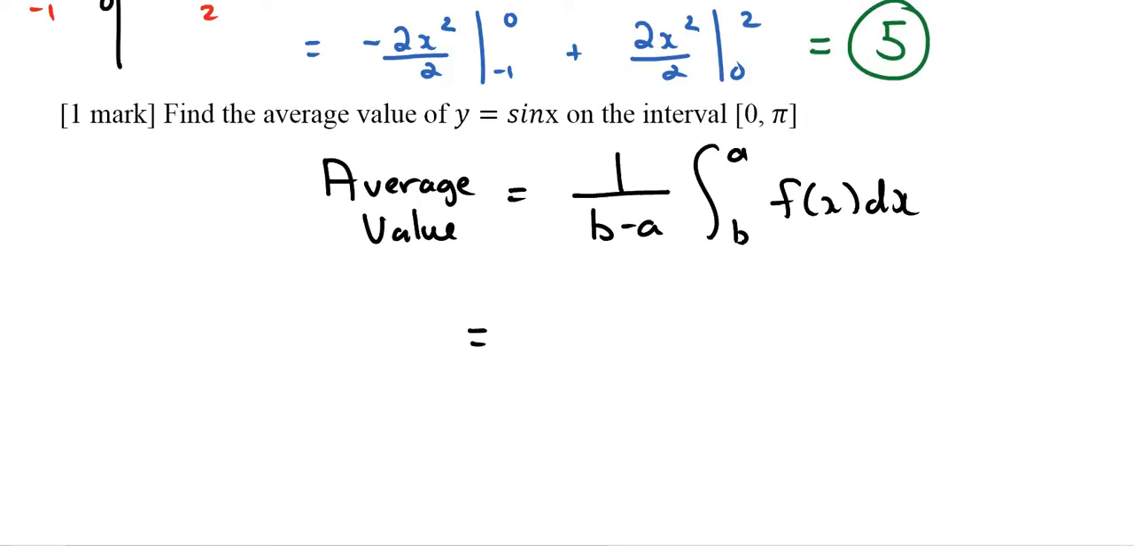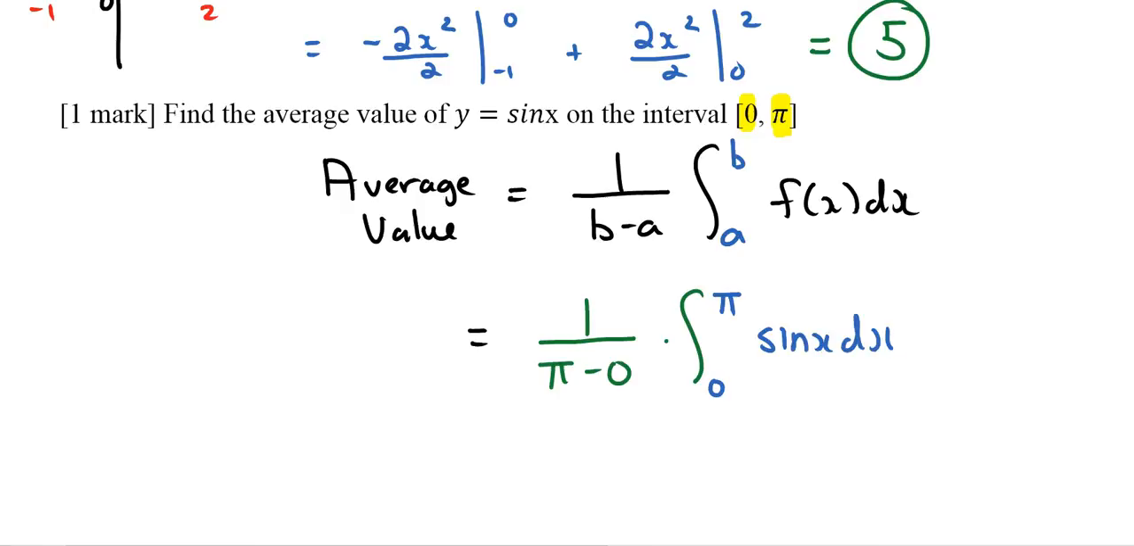Alright, so let's plug the numbers in here. This 0 is going to be my a, this is going to be my b, so this is going to be 1 over pi minus 0. Sorry, I just realized that my formula is wrong here. I'm just going to delete this here. Hold on. Sorry, a is the lower bound here, and b is the upper bound, so this will be 0 to pi of sine x dx.